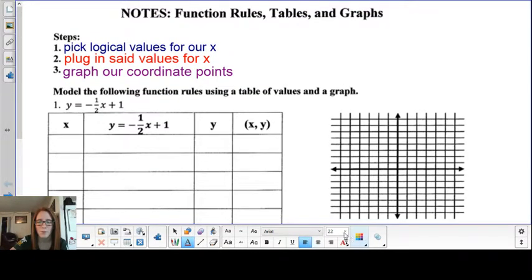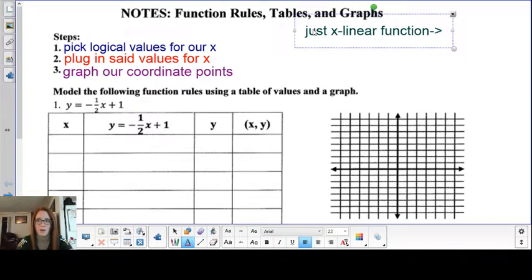And something else I wanted to talk about, we're going to see a few different types of graphs between today's notes and the homework. So if you see something with just x, that's considered a linear function, and it'll result in a line.